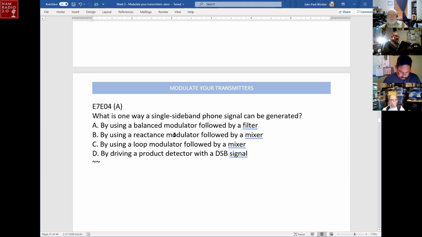You don't want to use a reactance modulator on sideband. I don't know what a loop modulator is. And a product detector is going to give you audio output even with a double sideband signal, but it does not give you single sideband. So the answer is A.